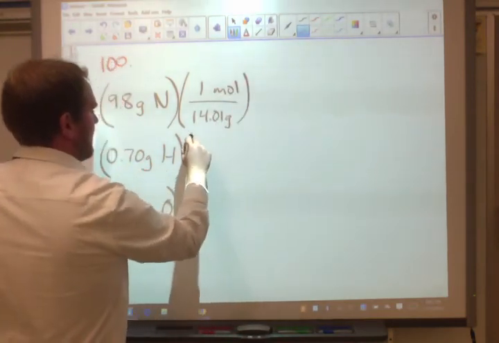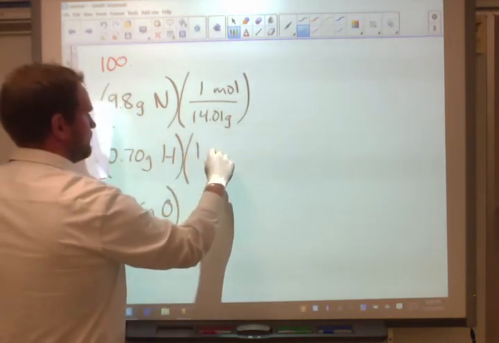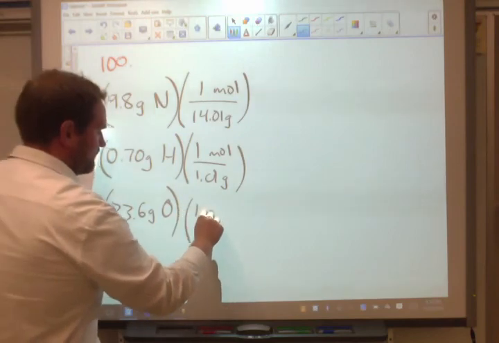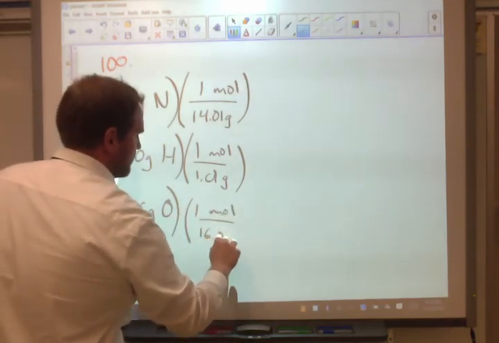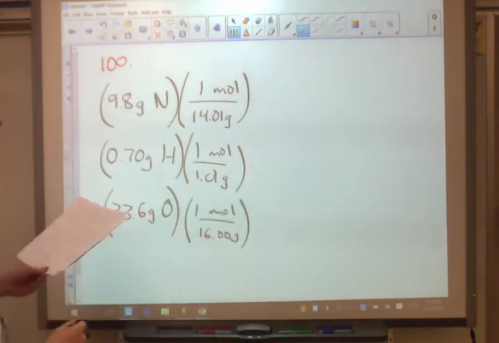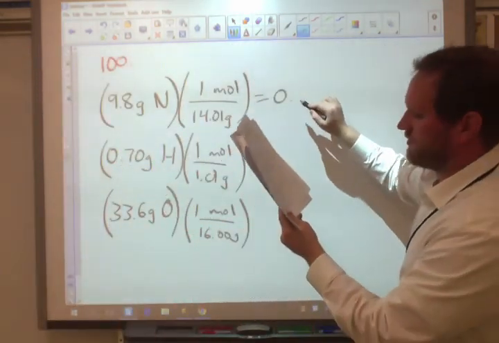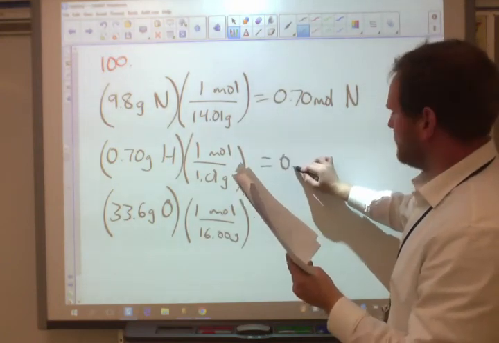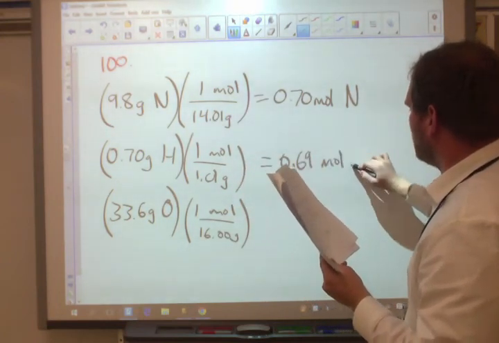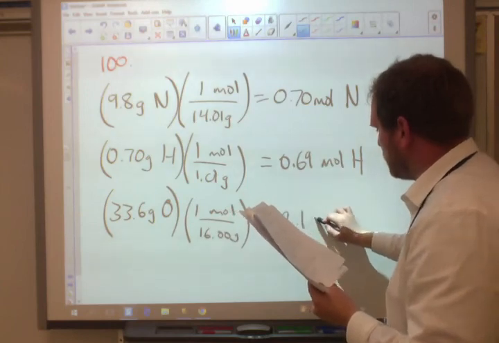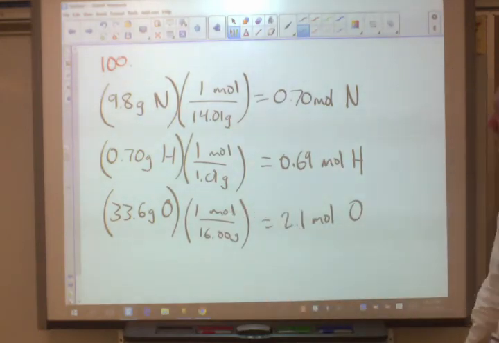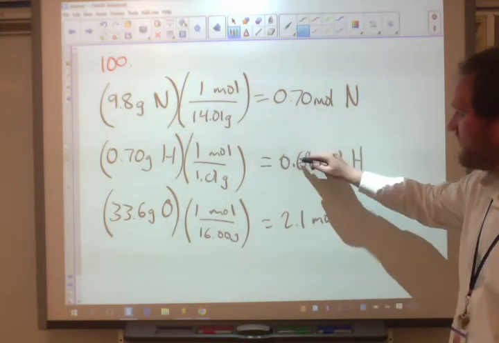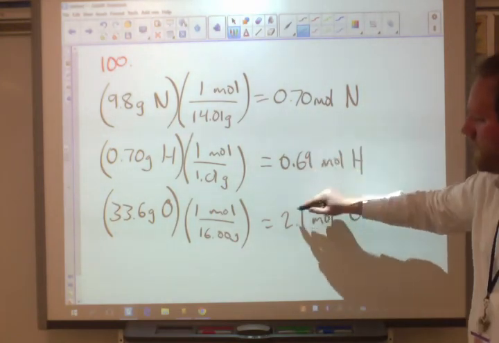So nitrogen, molar mass is 14.01, hydrogen 1.01, and oxygen 16.00. And when you work out the math, you get 0.70 moles of nitrogen, you get 0.69 moles of hydrogen, and you get 2.1 moles of oxygen. We look for the pattern here. Now I can clearly see 2.1, 0.7, and that's very close to 0.7. I'm seeing a 1 to 1 to 3 ratio.